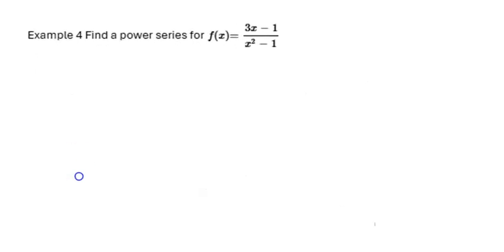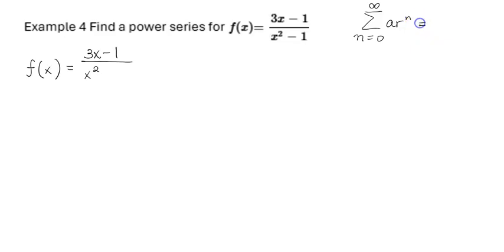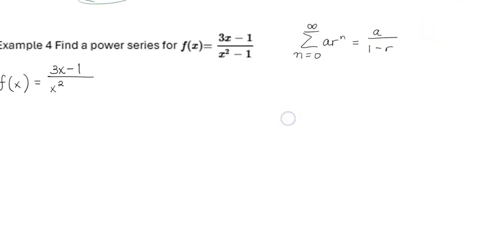In example 4, we want to find a power series representation for this rational function. First thing I'm going to do is observe that my denominator is not linear. It does not look like 1 minus r, which is huge for us because the whole way that we do these problems is we consider the fact that a geometric sum converges to a over 1 minus r, the absolute value of r is less than 1.